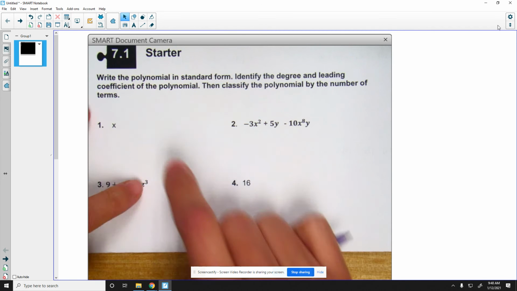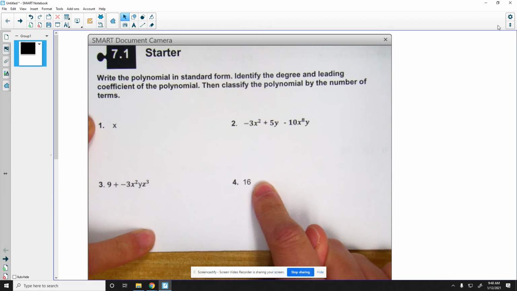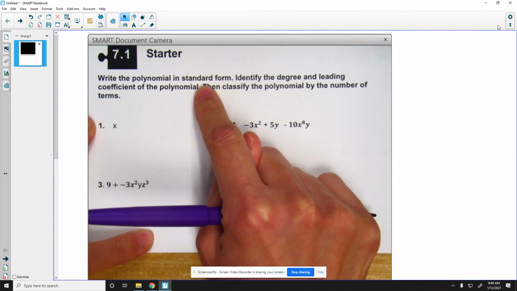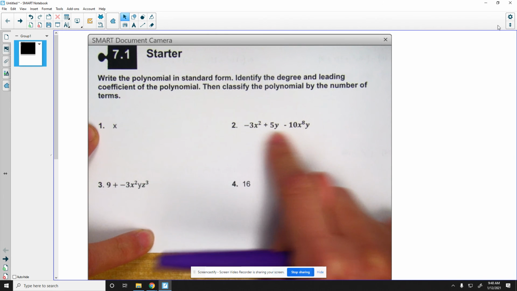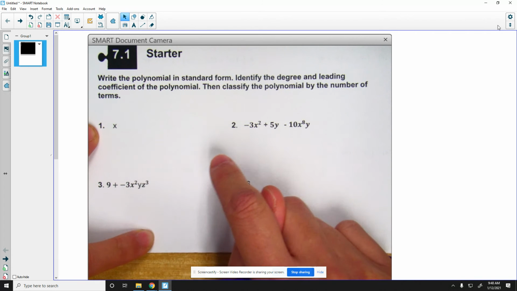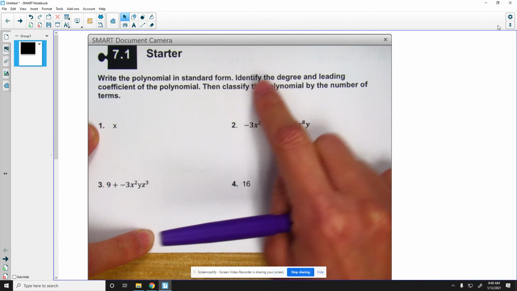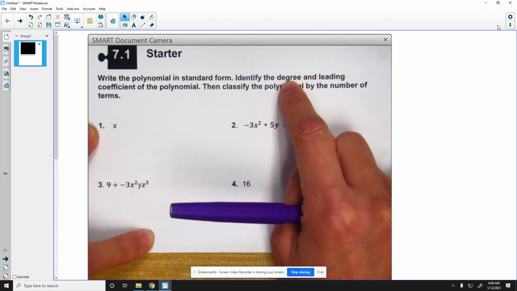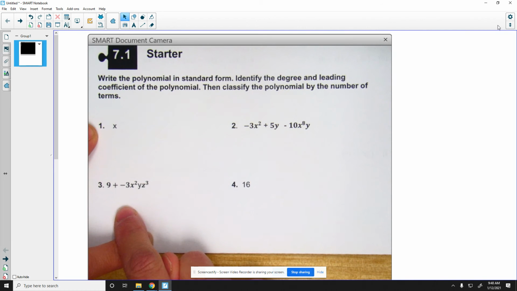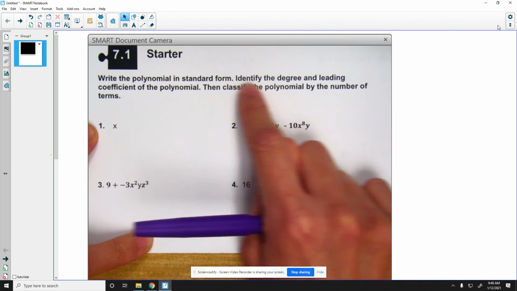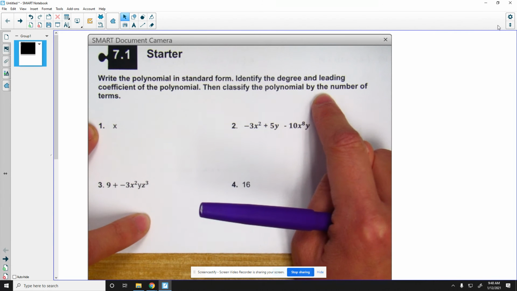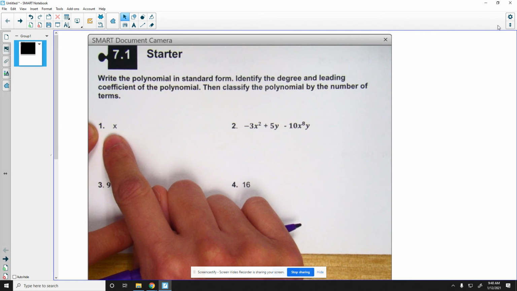All right, so for every single problem, 1, 2, 3, and 4, we are going to write it in standard form. So rearrange it so that the biggest exponent comes first, then smaller, then smaller, then smaller. Identify the degree. So say what the degree of the polynomial is. Write the leading coefficient and then name it. Is it mono, bi, tri, or poly? All right, so let's start with number 1.